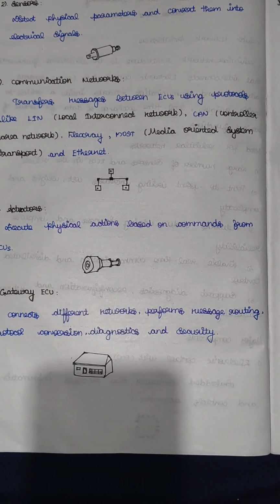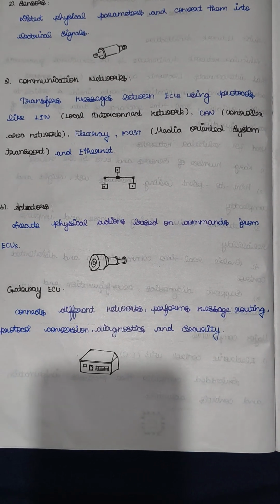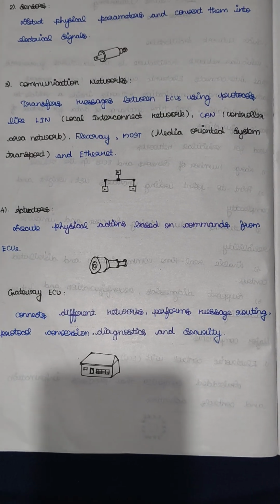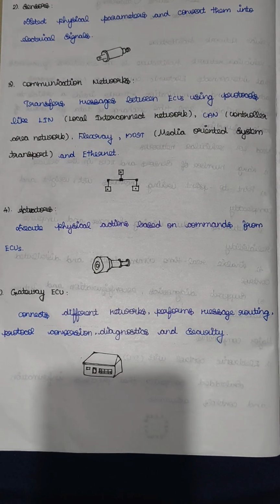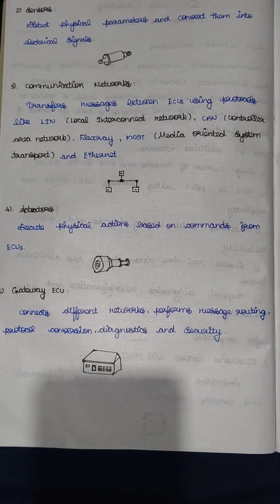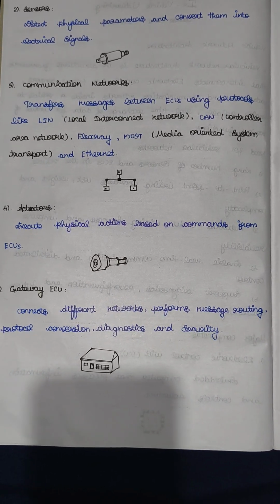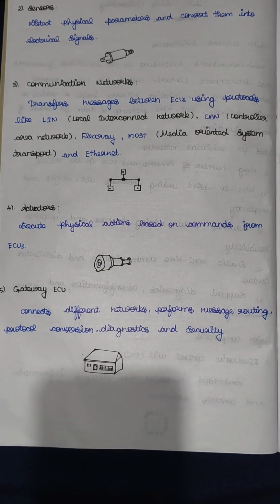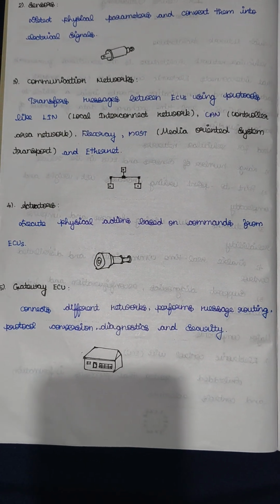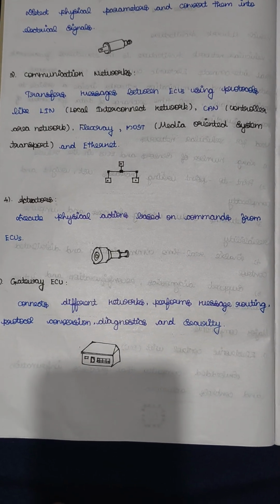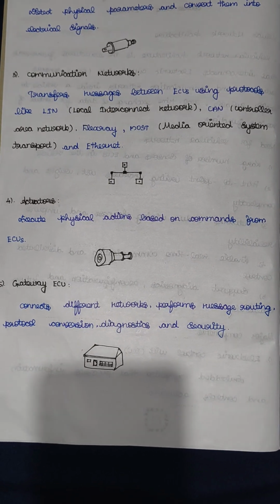The third one is the communication network. It mainly transfers messages between ECUs using protocols such as LIN, CAN, FlexRay, MOST, and Ethernet. LIN is the Local Interconnect Network, CAN is the Controller Area Network, and MOST is Media Oriented Systems Transport. The fourth component is the actuator. It performs a physical action based on commands received from the electronic control unit.